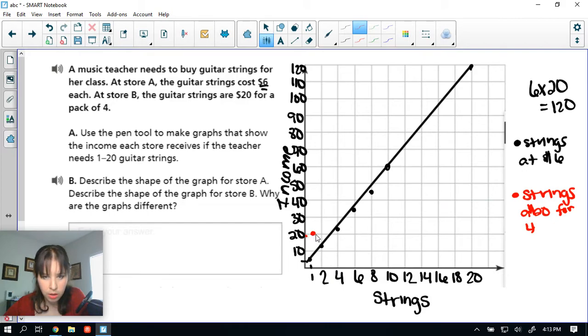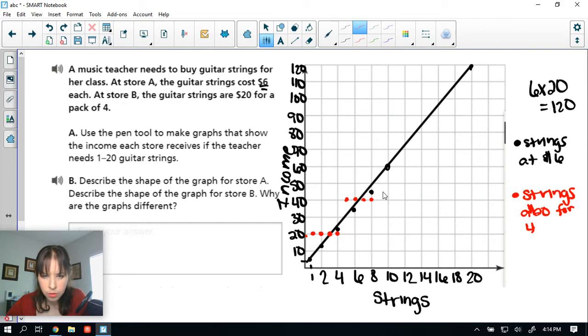So 1, 2, 3, 4. So those are going to be $20. The next 4 strings, 1, 2, 3. Oh, I'm off by 1. 5, 6, 7. Those are going to be another $20, or $40 total.